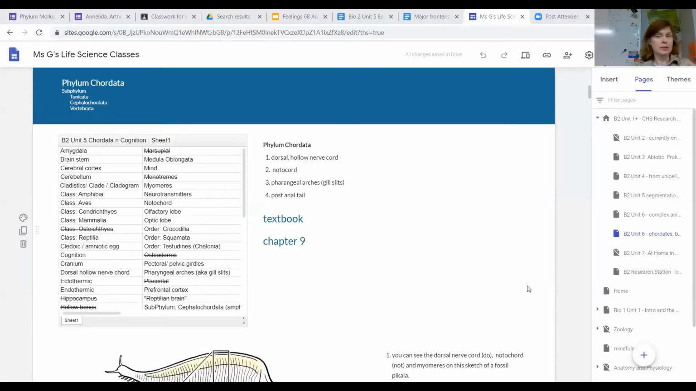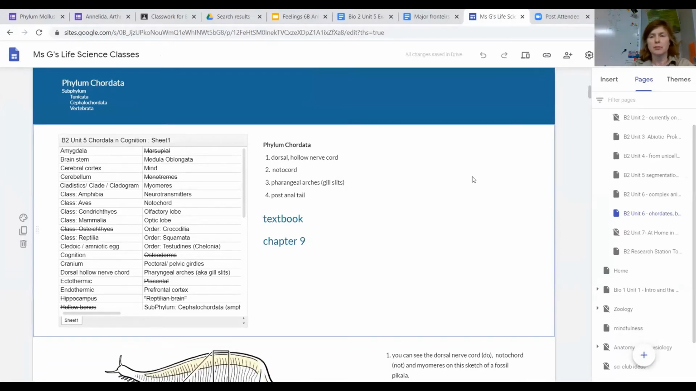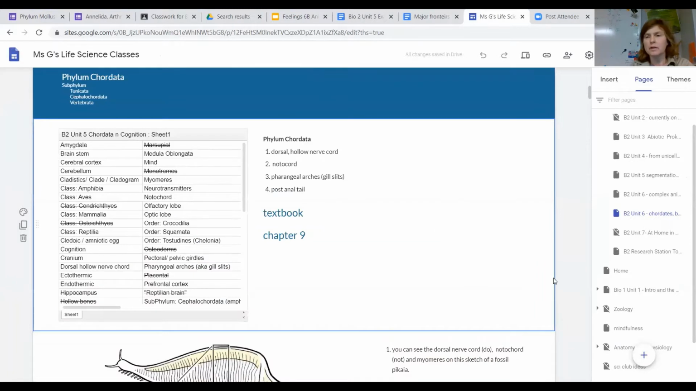Here we go, just a really quick overview of Phylum Chordata. Let me get the screen share on. Okay, so this is from my Google site, and I just want to go through a little bit of it. You've watched the short video on the Cambrian explosion, and hopefully you caught on to Pikaia. The little picture of me is right in the way of my scroll bar. There we go.